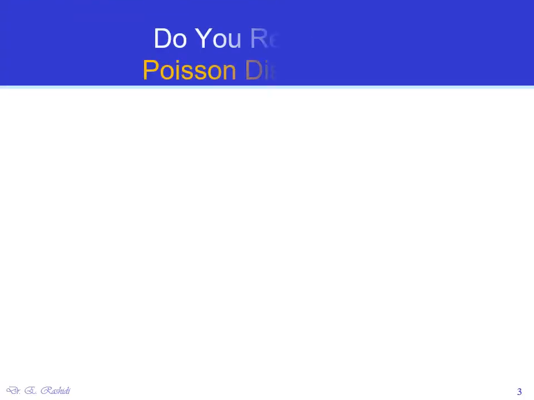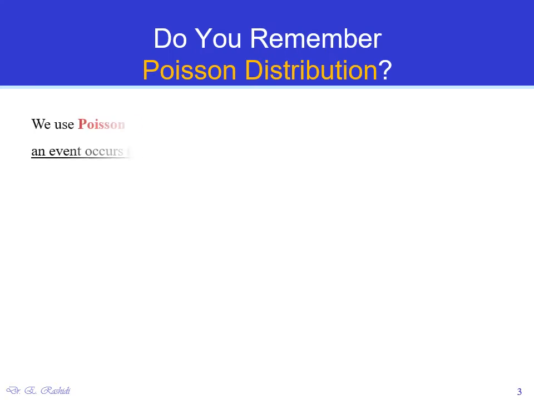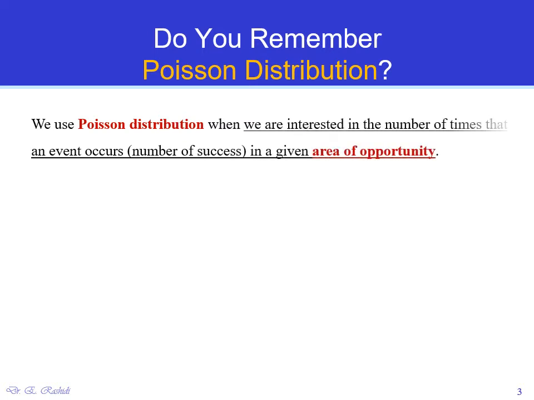Do you remember Poisson distribution? Poisson distribution is a discrete distribution. We use Poisson distribution when we are interested in the number of times that an event occurs, or the number of successes, given an area of opportunity.